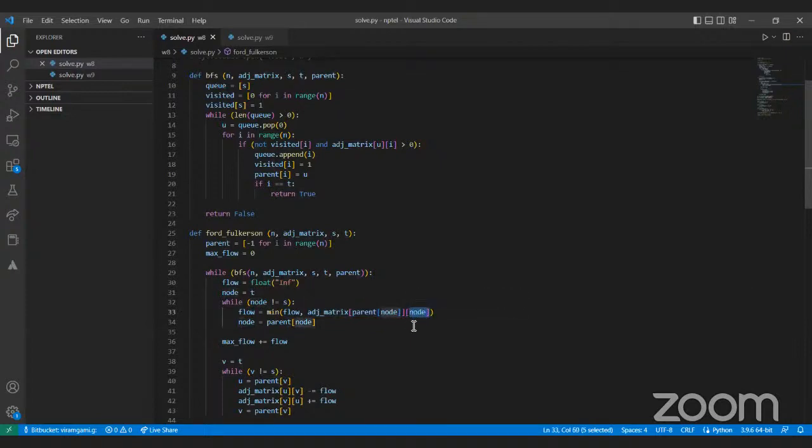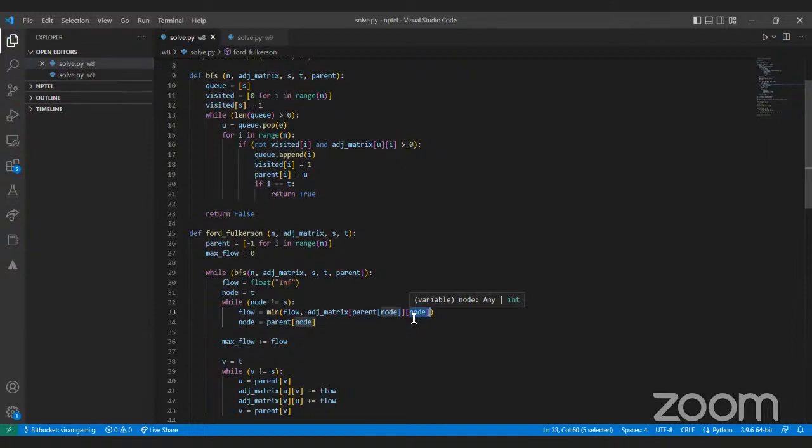So assume we have an augmenting path that goes from vertex 1 to 2 and then 3, where 1 is the source vertex, 3 is the sink vertex, and the intermediate vertex is 2.